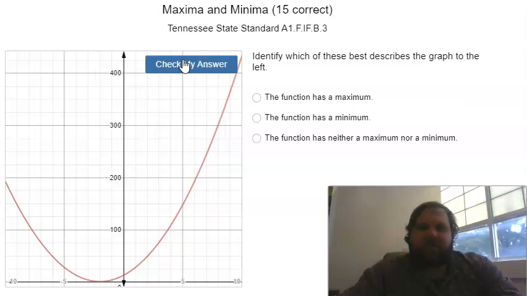But all we're looking for on this is to look at the function that we have and to determine if it has a maximum, that is an absolute highest point, or a minimum, an absolute lowest point, or if it doesn't have either of those, which is also a possibility. So, a couple things to be aware of.